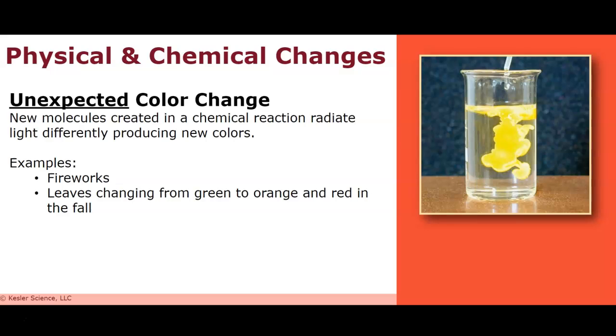An unexpected color change is proof of a chemical reaction. For instance, fireworks. In the Bill Nye video, he talked about how they add salts and metals, and then once they combust or explode in the air, you get different colors, and that is a chemical change. Leaves changing from green to red, and green to orange and red in the fall. That is a chemical change.